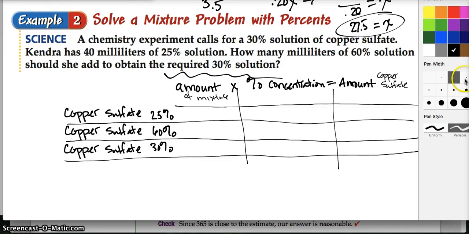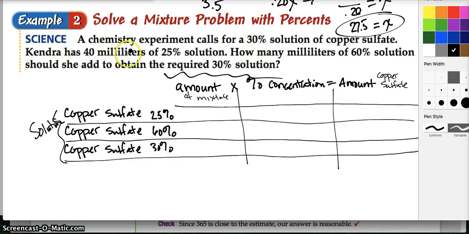All right, so here we have another problem, and what we're going to do is just take a look at the things that we have. We've got copper sulfate at 25%, copper sulfate at 60%, and copper sulfate at 30%. I should say these are copper sulfate solutions, right? So it's a mixture of copper sulfate and other stuff. So what we need to do is first calculate the amount of each type that we have. We are given that the chemistry experiment calls for 30% solution. So this is our goal solution.